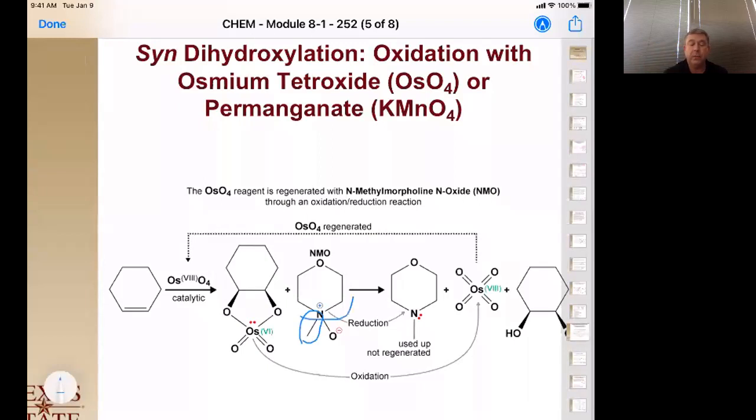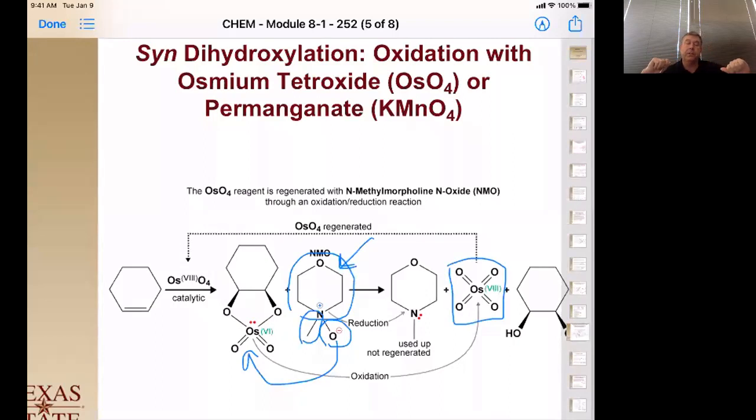This ring here is called morpholine, and then it has an oxygen here. This oxygen is used to reoxidize the osmium back to osmium tetroxide, and therefore you regenerate your reactive species by adding 2 or more equivalents of your NMO, or N-methylmorpholine N-oxide, so that you only have to use a tiny bit of the toxic material to still get this diol.